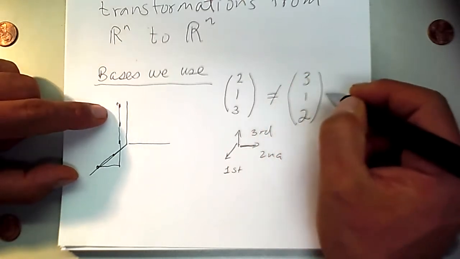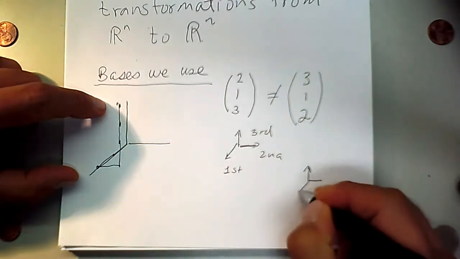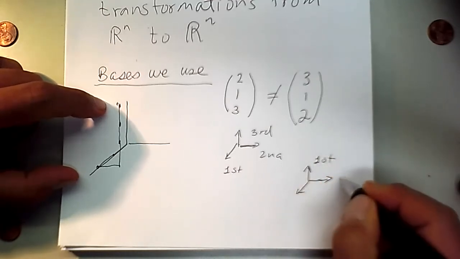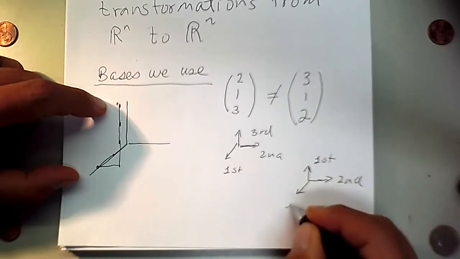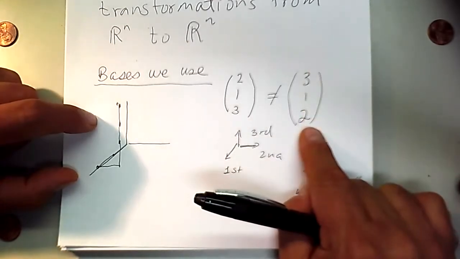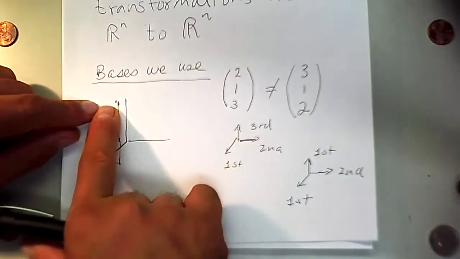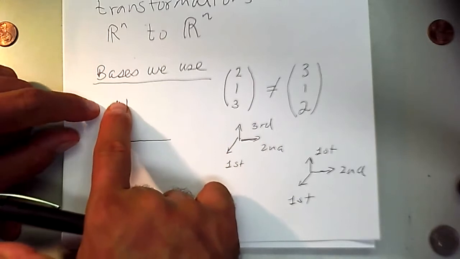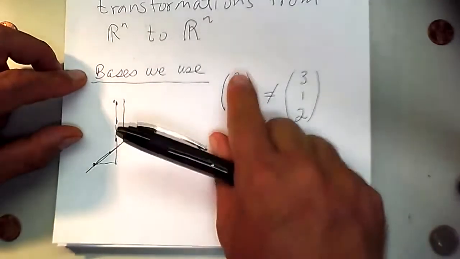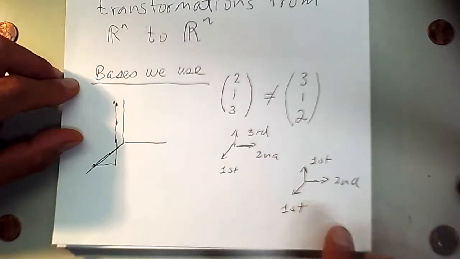But actually, it depends. I need to draw a new set of little vectors. If we were to use this as first, second, and third, then those coordinates would indicate the same point because we would go up 3 units, 2 units across, and then 1 unit to the right, and that would lead us to this point. What I'm trying to say is the way we write the coordinates of a point are 100% dependent on the basis we're using.